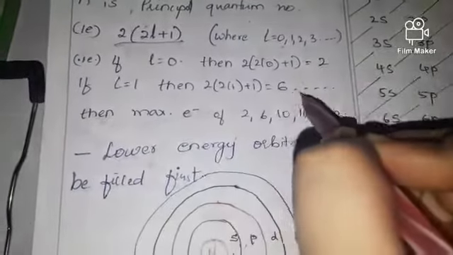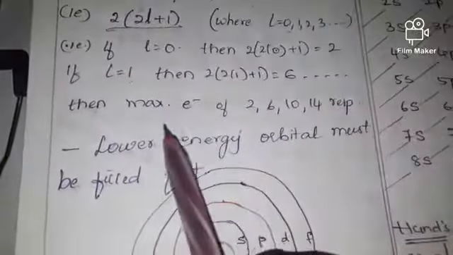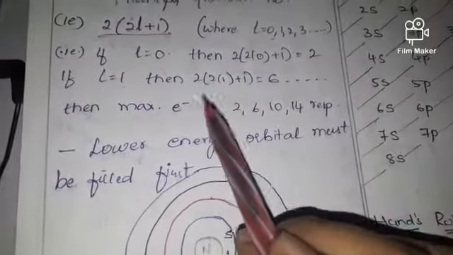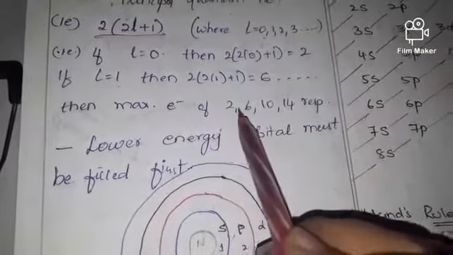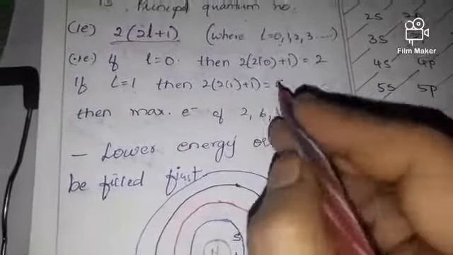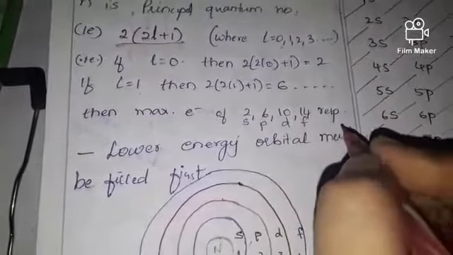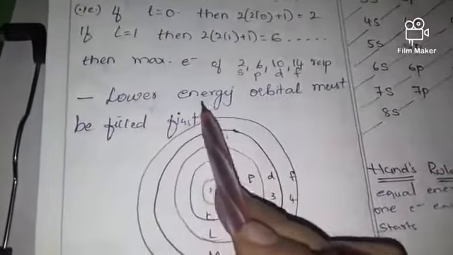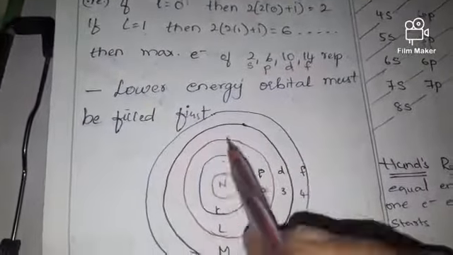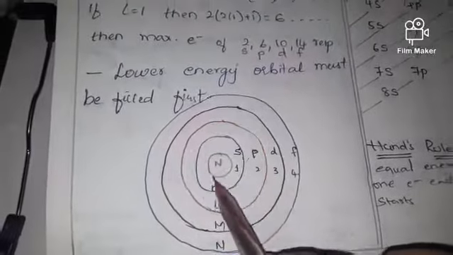Similarly, if l is equal to 1, then we'll have 6, and so on. The maximum number of electrons we can have is 2, 6, 10, 14 respectively. So here again we have subshells: p will have 3 orbitals, d will have 5, and f will have 7, right? We have already learned this. Then, the lower energy orbital must be filled first.